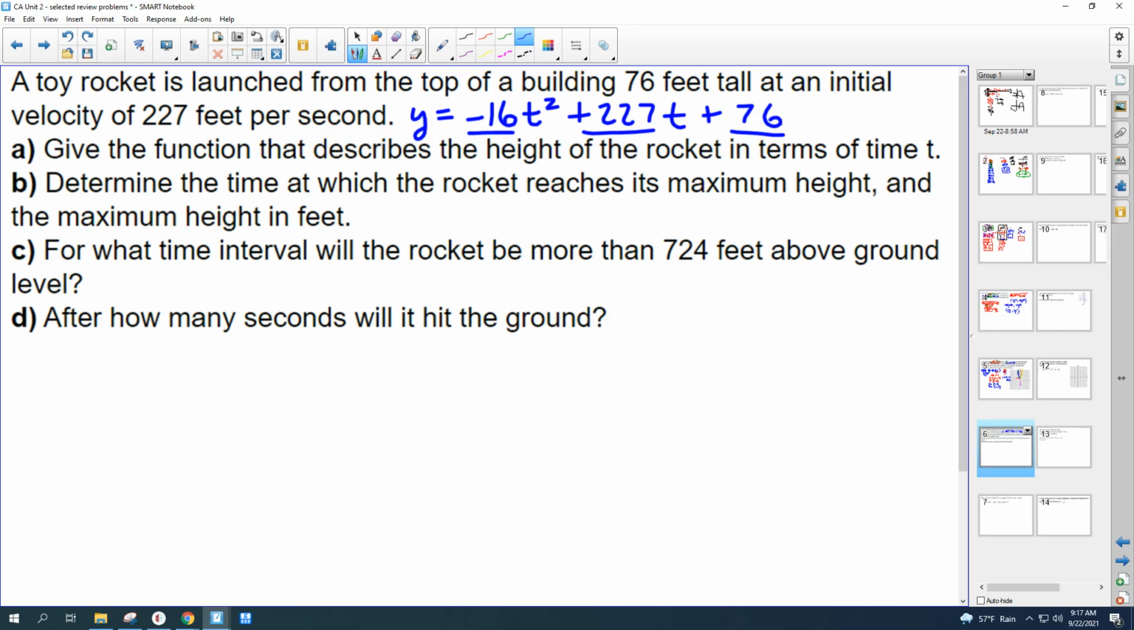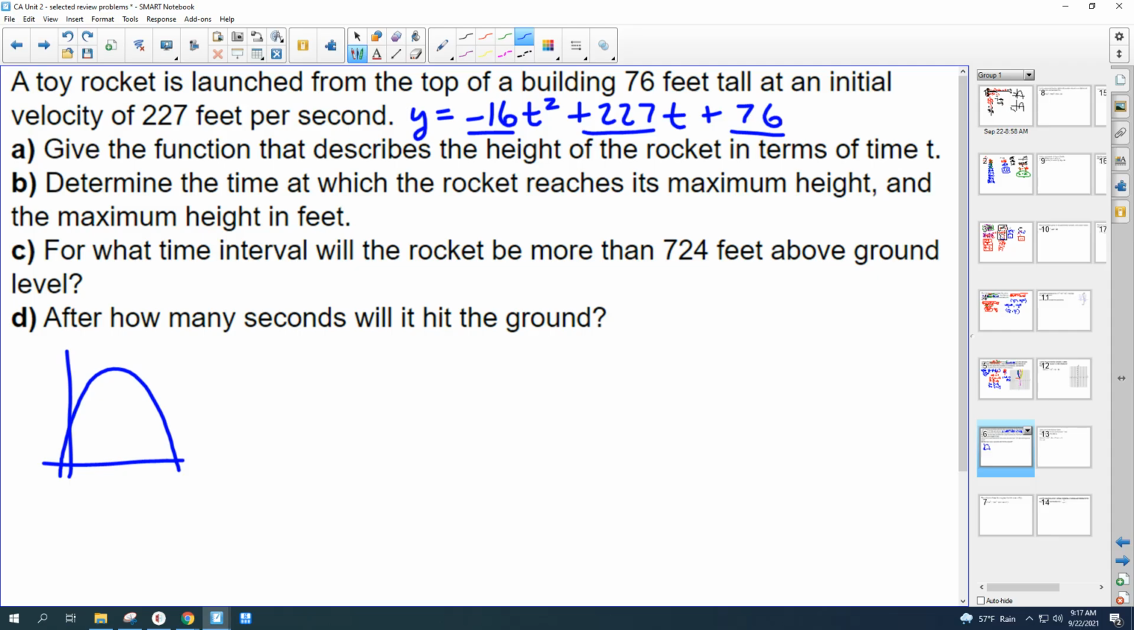Determine the time at which the rocket reaches its maximum height, and the maximum height in feet. Okay, since this is a quadratic, t squared, x squared, you can visualize what this graph is going to look like. It's a negative coefficient, so I know it's going to end up looking like this. That's what the graph looks like. It's an upside down parabola.